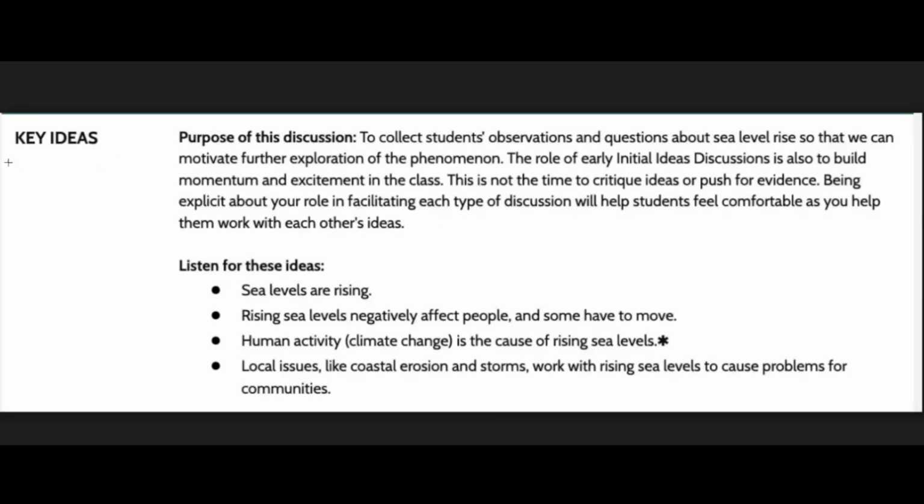Now, this is something I really want to point out. These are key ideas. They're call outs in the teacher edition. They really help you facilitate a discussion, and they help you know what to listen for. This is really an initial ideas discussion, pretty easy to facilitate, but we're building that momentum and excitement. We're listening for ideas about sea level rise, how it's negatively affecting people, climate change, and issues like erosion, and this may actually be something that some of your students have experienced.